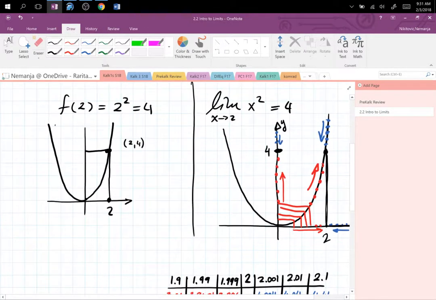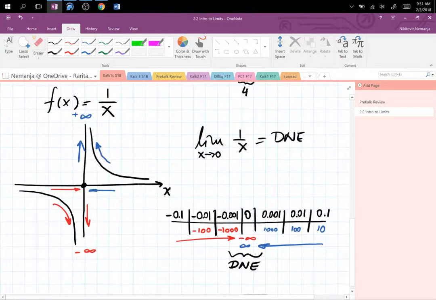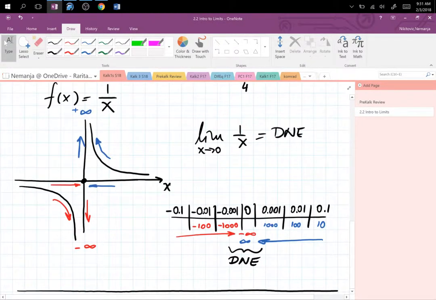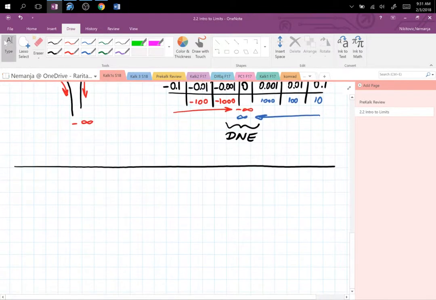So, example 1: the left and right approach, as we went from the left and from the right, collided at a single point. That point was the answer for the limit. Example number 2: they did not go to the same point, therefore the limit does not exist. There are other cases where you can claim the same thing.